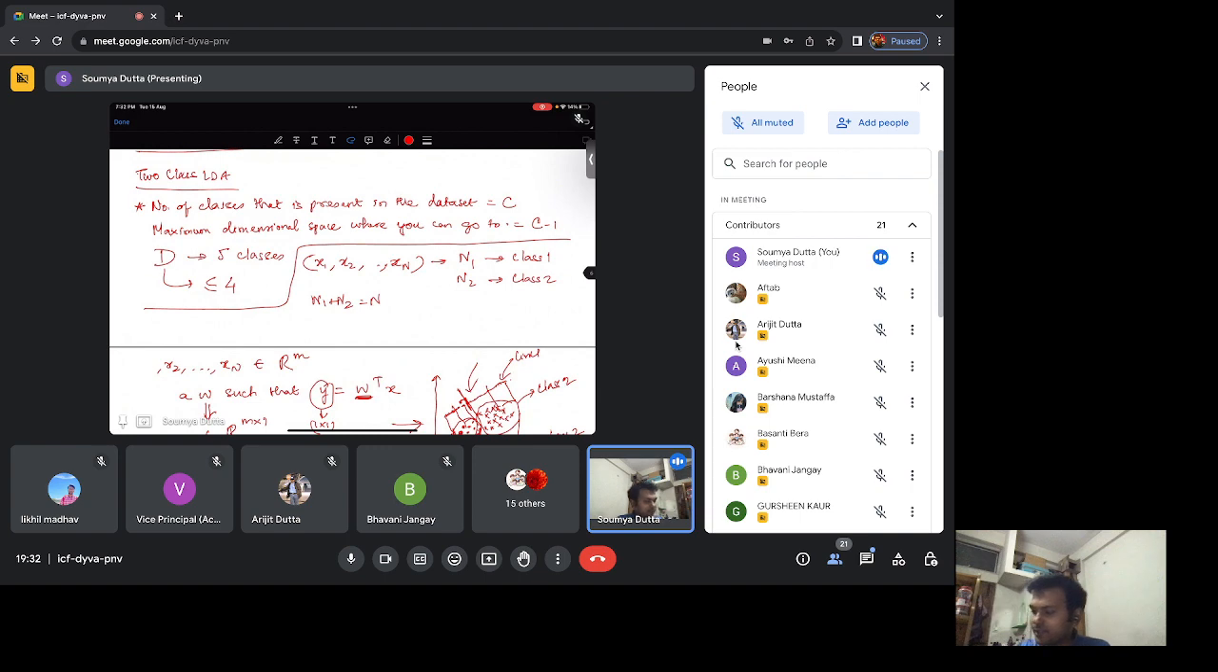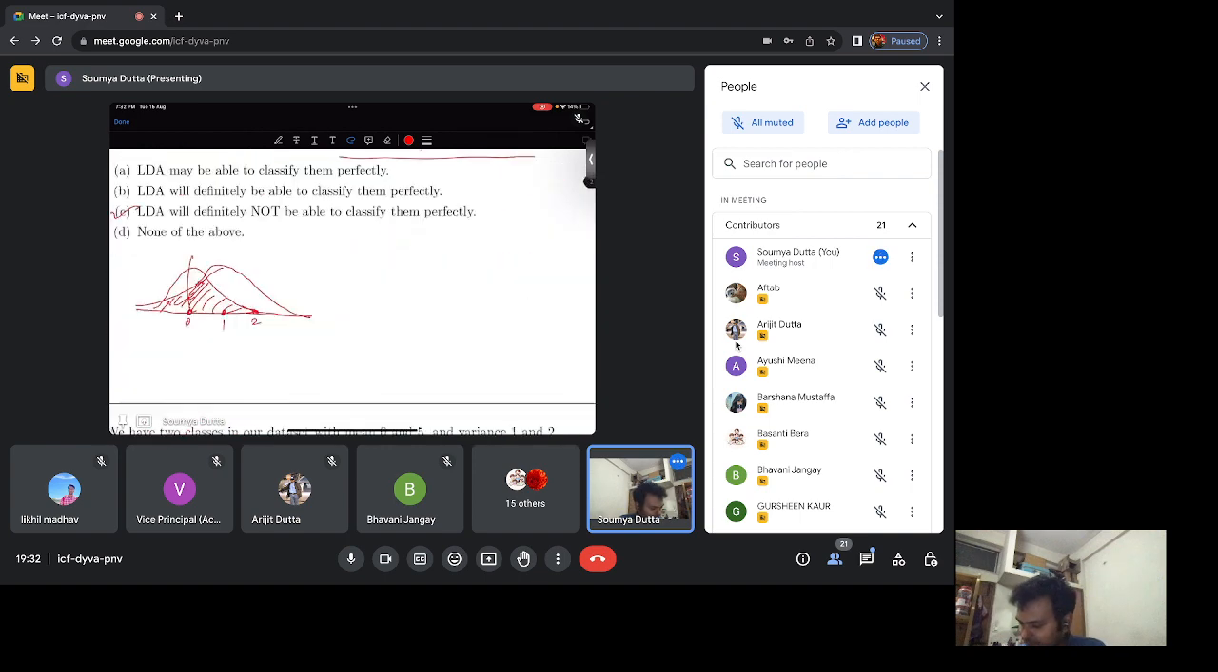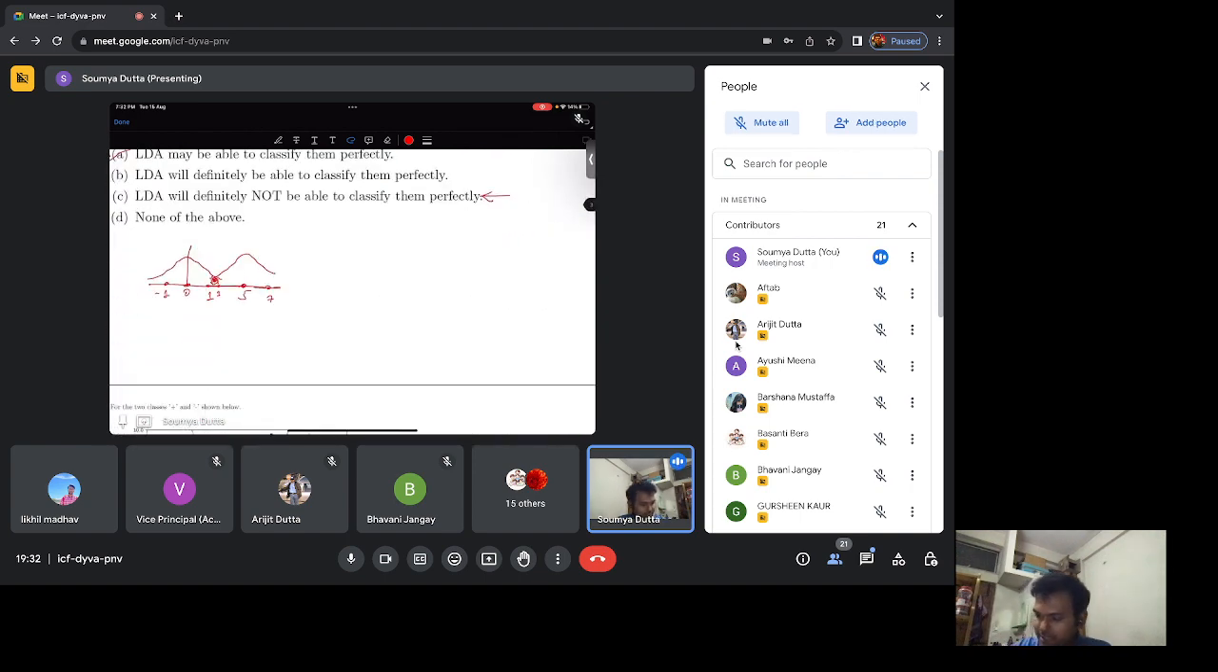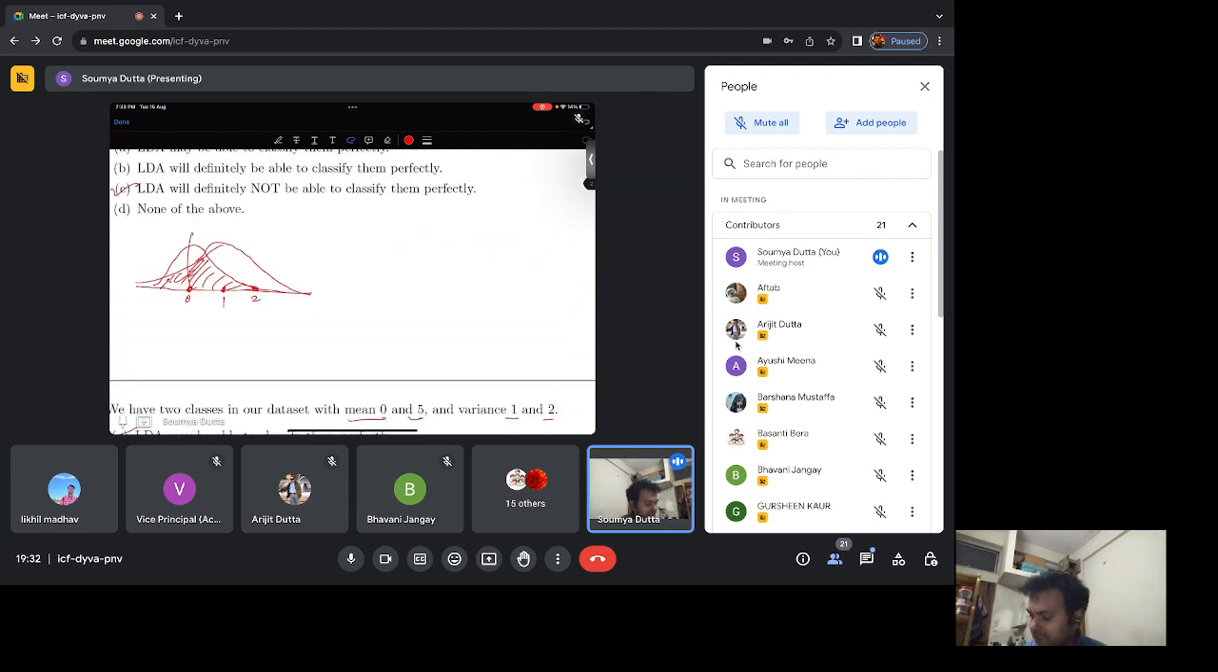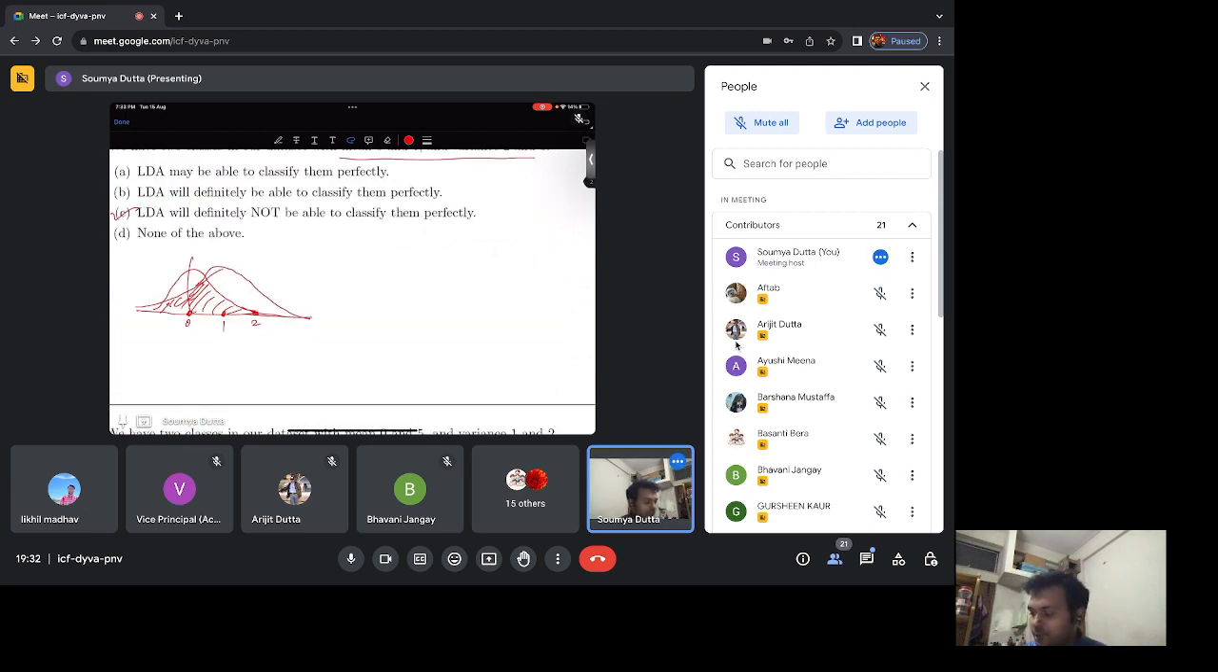In certain cases, for example, I showed this example, right? Like this example which I showed, you can do LDA on this, but you will have some error. No classifier will ever give you 100% accuracy. That's what I'm trying to say here. But in certain cases like this, LDA is a very bad choice. It won't be able to classify them at all. It won't even overlap anywhere. Okay. Thank you.